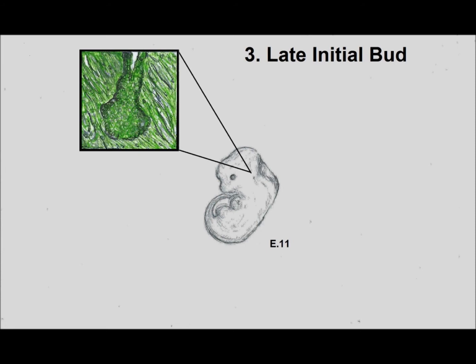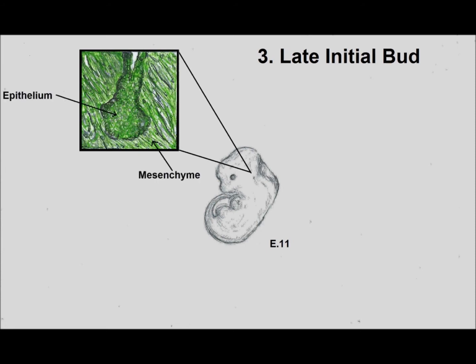At this early stage in development, the interaction with the mesenchymal tissue is particularly important as it provides structural support and vital molecular signaling.